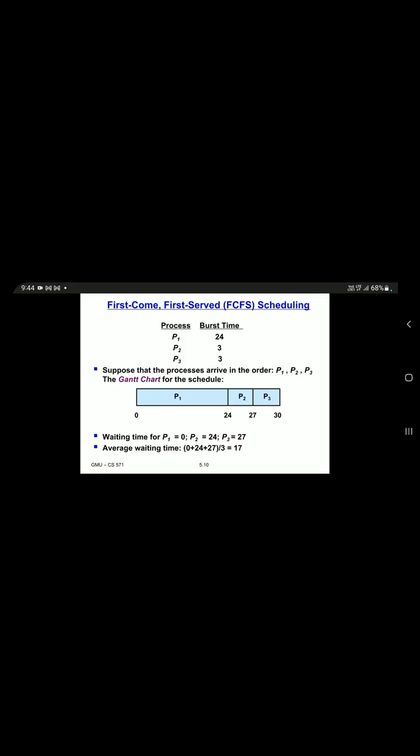In the same way, P1 will take 24, as we have considered milliseconds, so 24 milliseconds to get executed. Then P2 will get executed, and then P3 will execute. So the processes are executed in the sequence they arrived in the system.